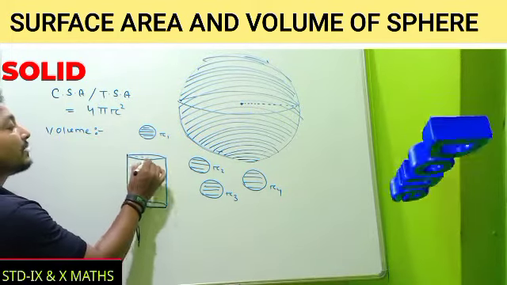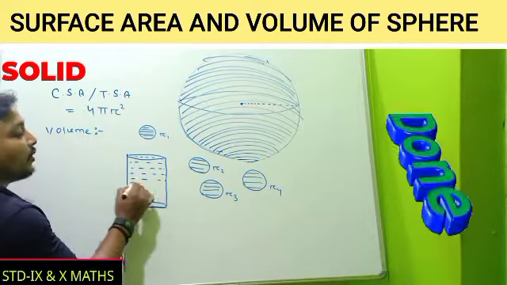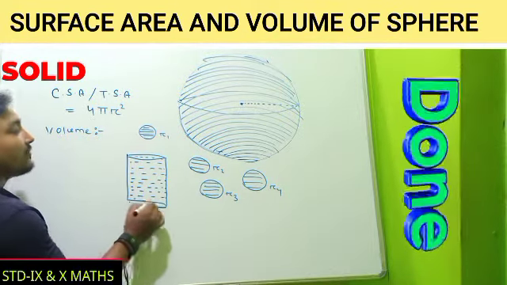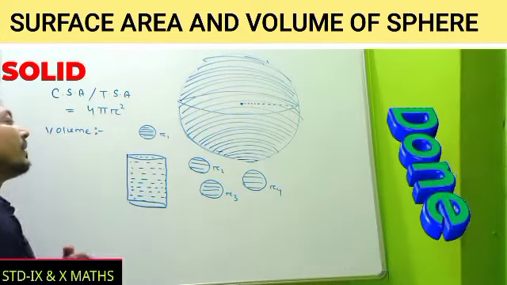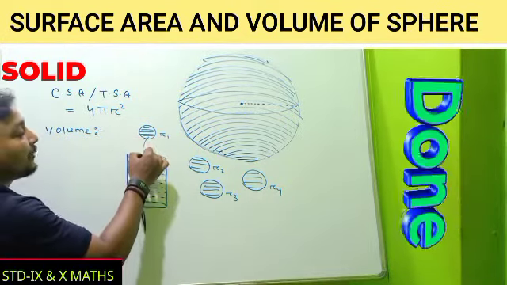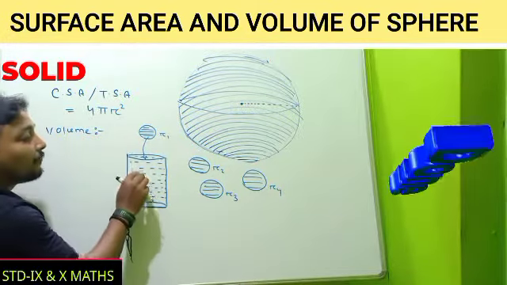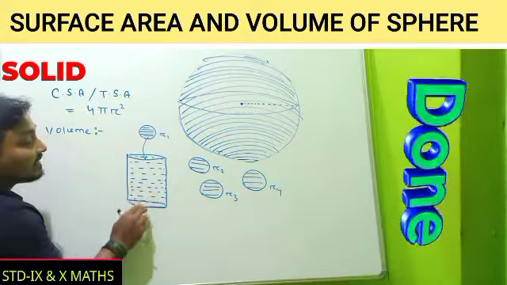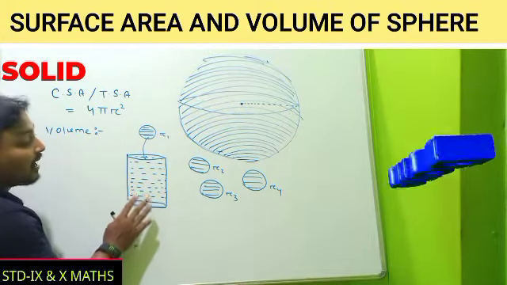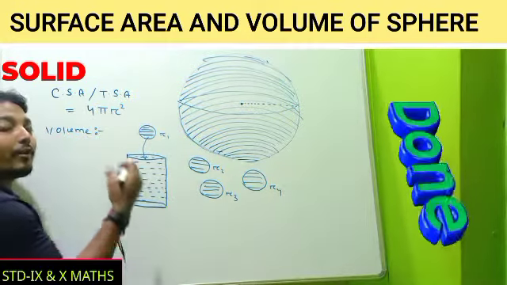I am completely filling it with water. The water is filled up to the brim. Then I put one of these spheres inside it. Whenever I put a sphere inside the cylindrical vessel, and the vessel has been filled with water, 100% some of the water will overflow.